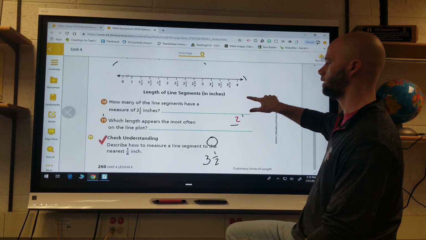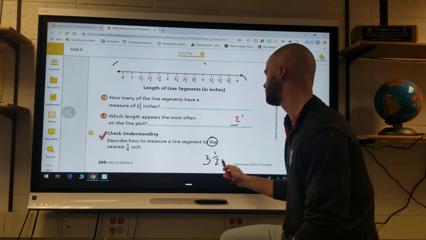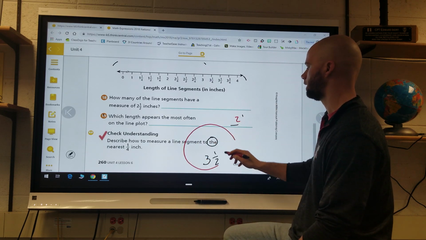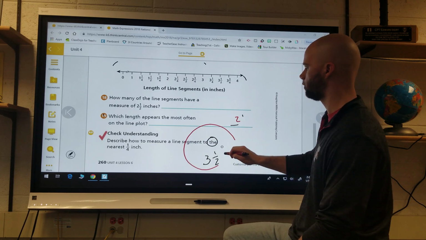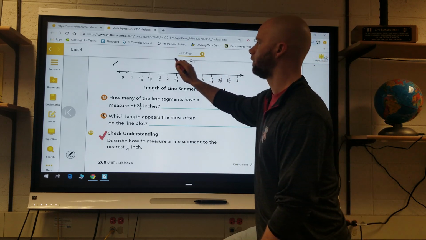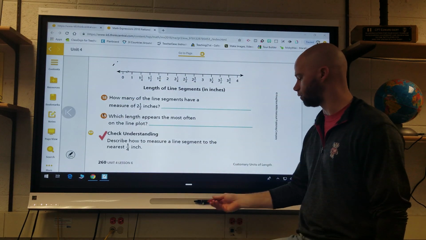All right. Then describe how to measure a line segment to the nearest 1/4 inch. So that is kind of up to you. Describe how you would do that. And then again, try and check with a partner. And that really should be all we have for today.